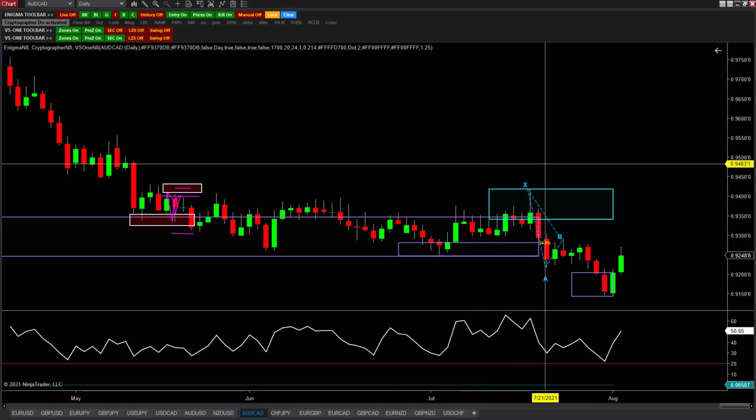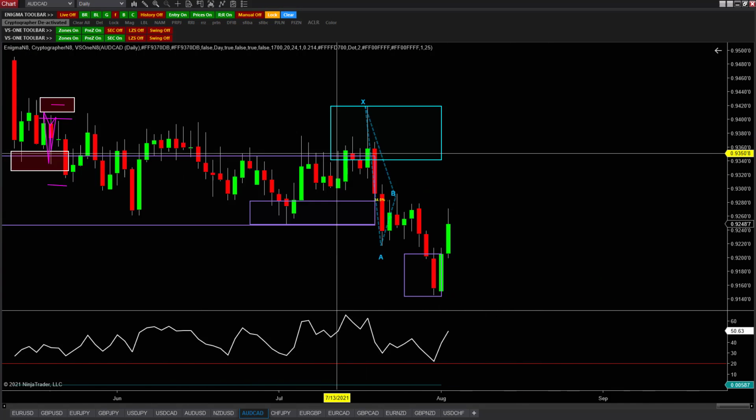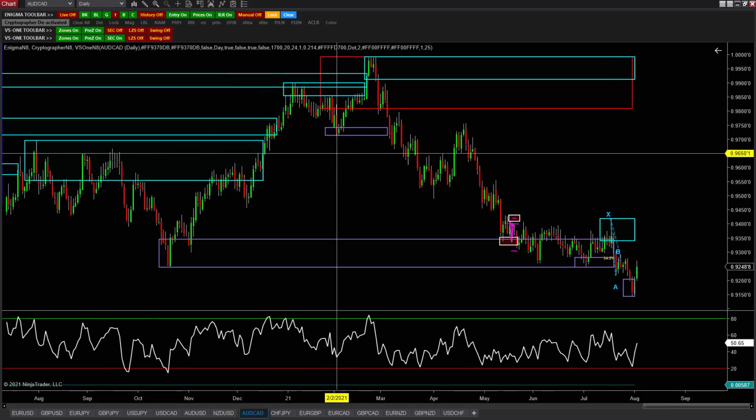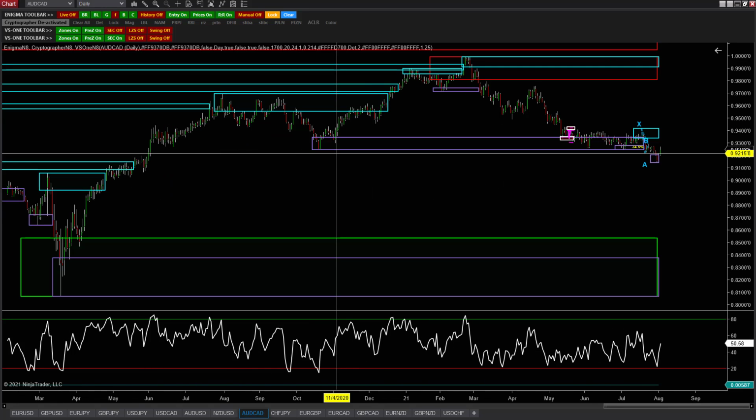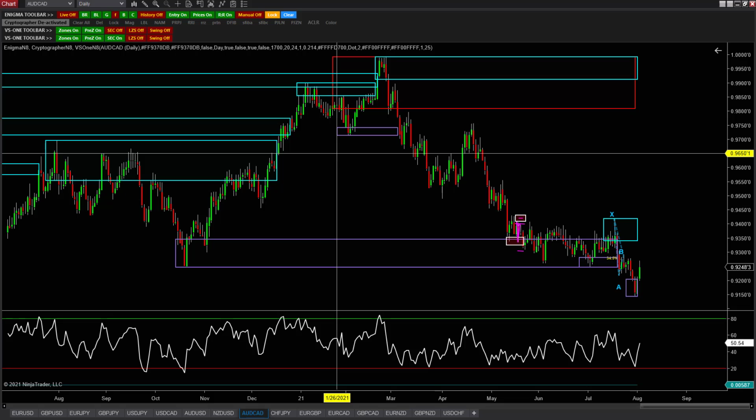Aussie Canada here on the daily, right? Short Aussie, a lot of continuation setups here. You can see clearly, I think this is one we talked about as well in the trading edge video. You can see clearly that we broke a level of structure, right? You can see that VS1 level, the bigger one, the purple one, was violated.